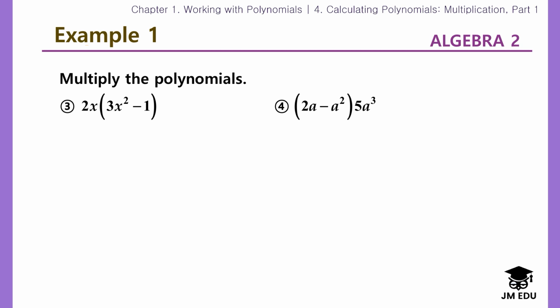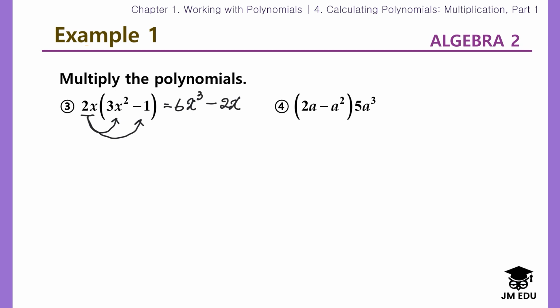Number 3, 2x times 3x squared. 2 times 3, that's 6, and x times x squared, that's x cubed. 2x times negative 1, that's going to be minus 2x.